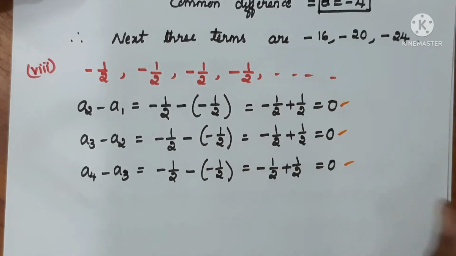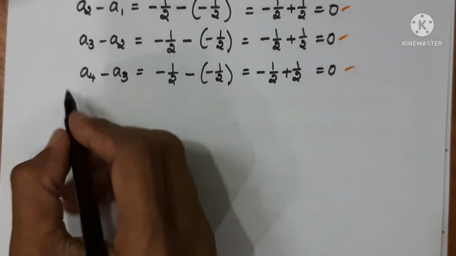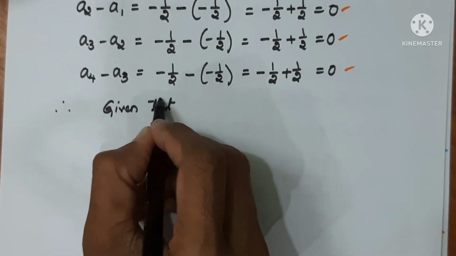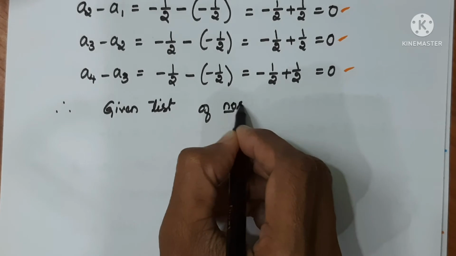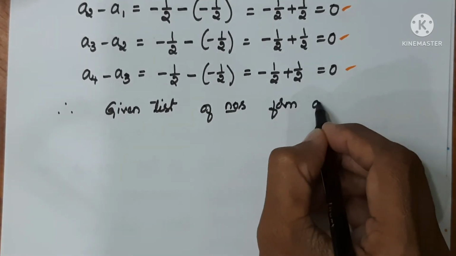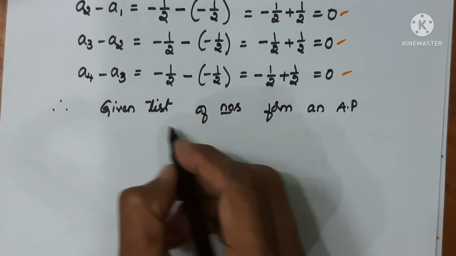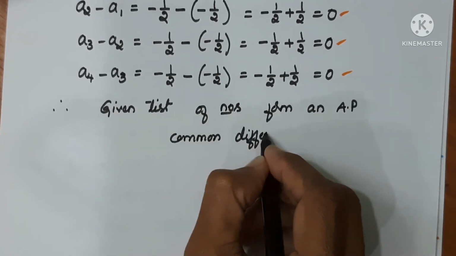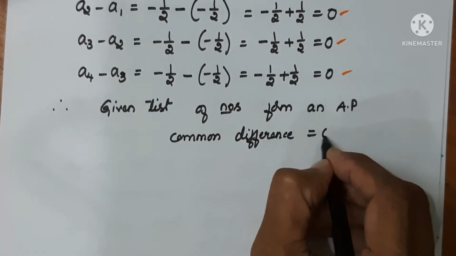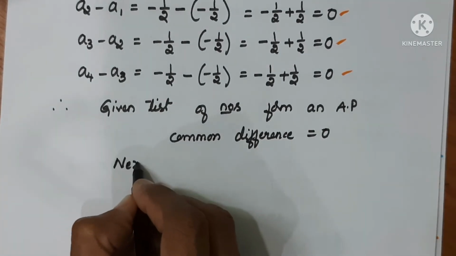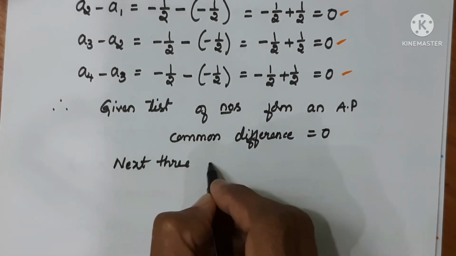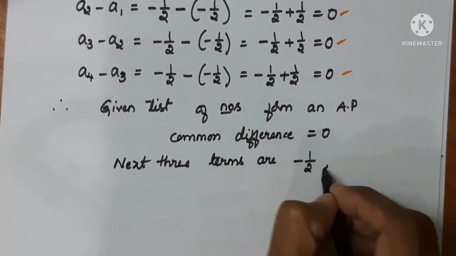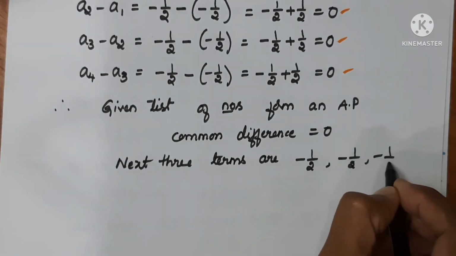If they are same numbers, they will form an arithmetic progression. So given list of numbers form an AP. And also common difference is equal to 0. And next 3 terms are same: 1 by 2, comma, 1 by 2, comma, 1 by 2.